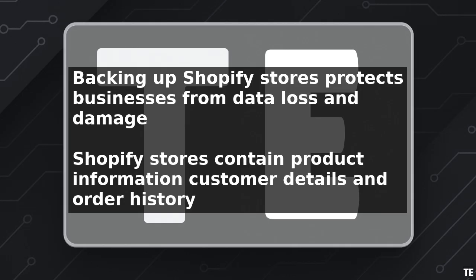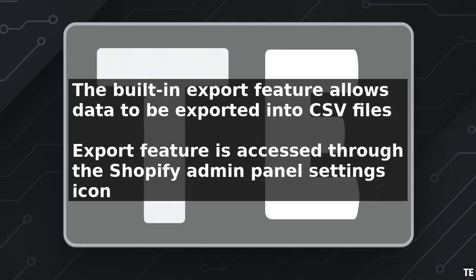To back up your Shopify store, you can use the built-in export feature. This feature allows you to export your store's data into a CSV file, which can be easily imported back into your store if needed. To access the export feature, go to your Shopify admin panel and click on the settings icon. From there, click on the Exports tab and select the data you want to export.